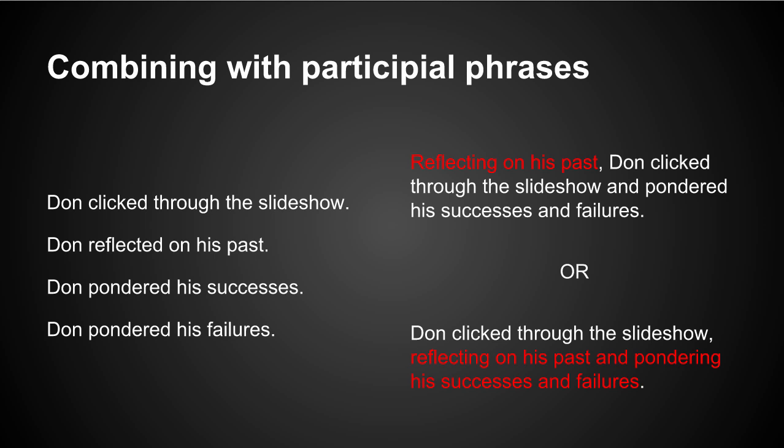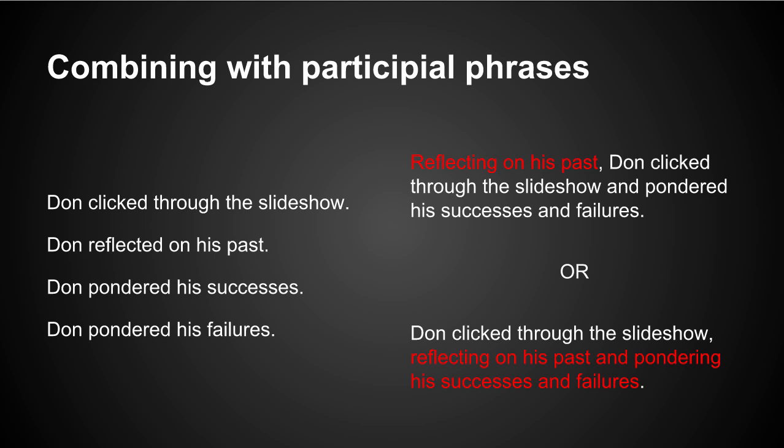Reflecting on his past, Don clicked through the slideshow and pondered his successes and failures. Another way I could have combined that is Don clicked through the slideshow, reflecting on his past and pondering his successes and failures. Whoa, wait a second. Hold on. Do you see what I see? The participial phrase in the first example is combined with another participle in the second example. Participial phrases can have more than one participle in them. Oh my gosh, mind blown.